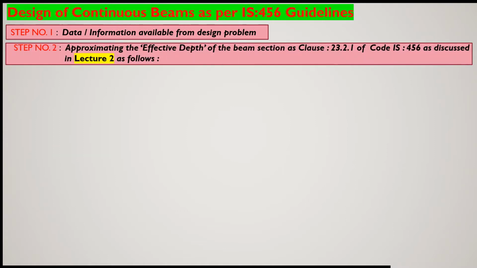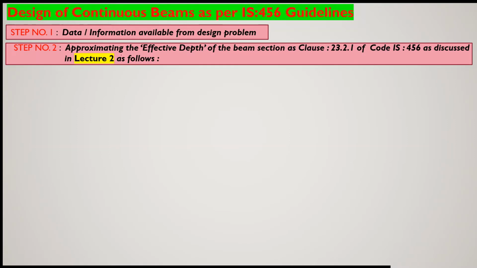Step number 1. For simplicity, we have divided the analysis part as well as the design part into steps. So step number 1, you have to enlist whatever data or information is available from the design problem. Whenever you are given a design problem and you have to solve it, some data will be given, such as clear span, grade of concrete, grade of steel. So whatever information is available, you have to enlist all this information in step number 1. Then we will follow step number 2.